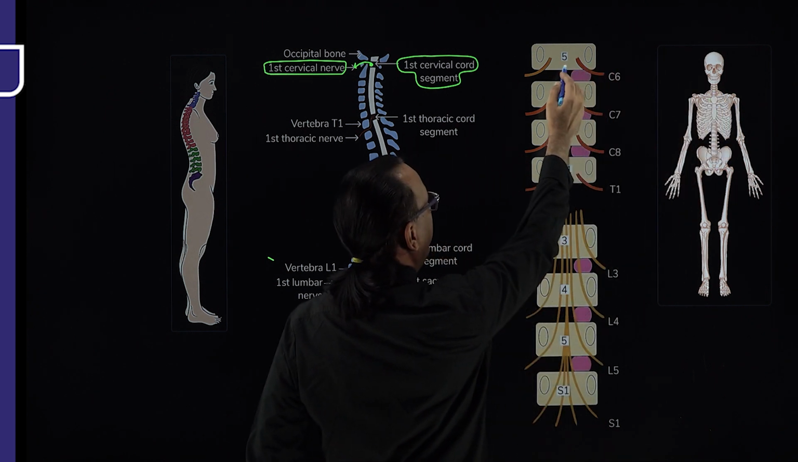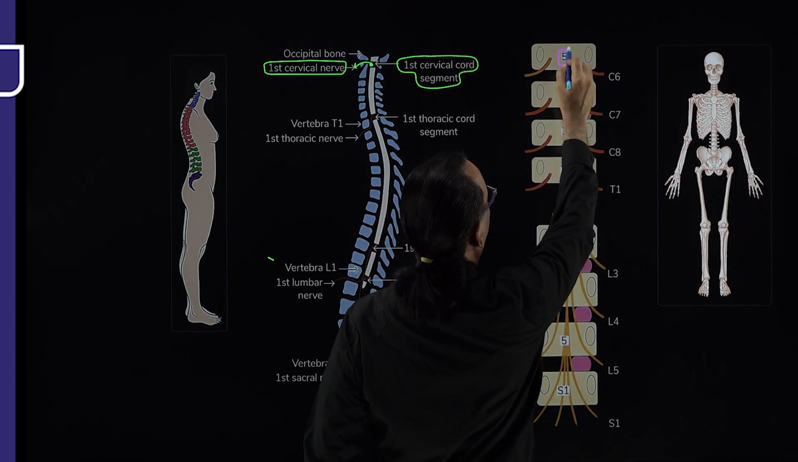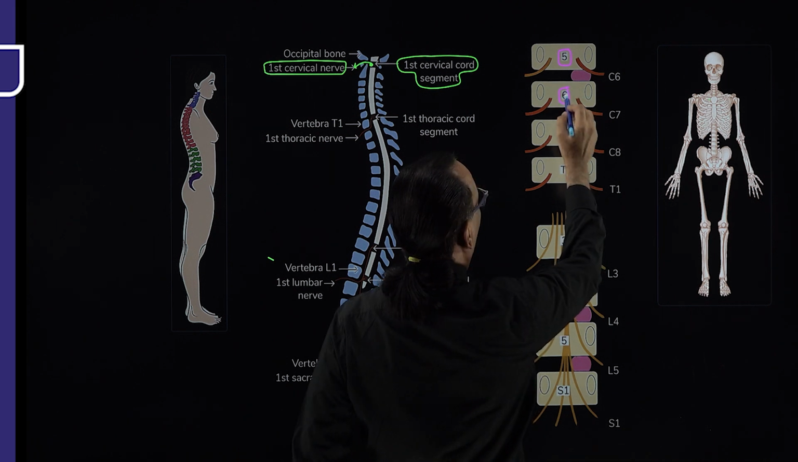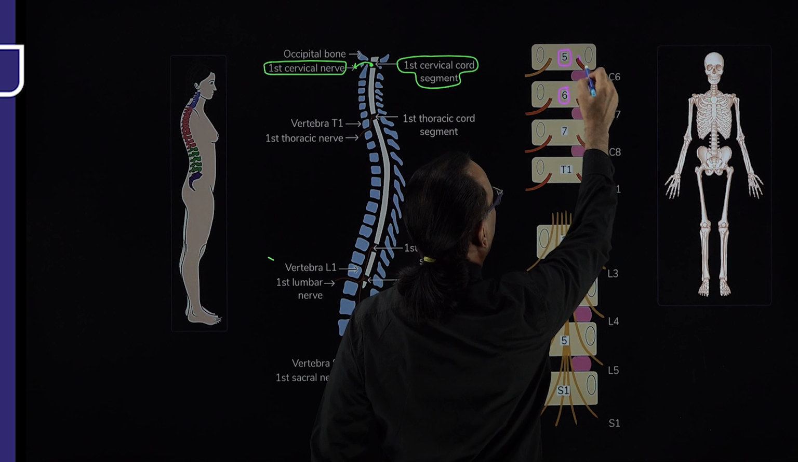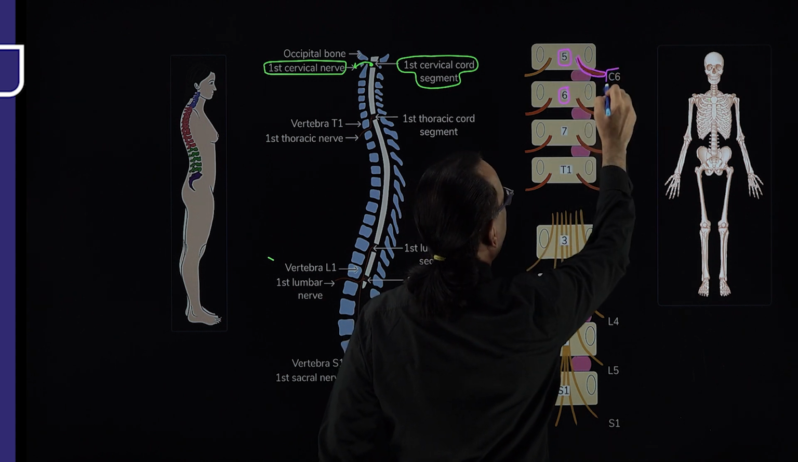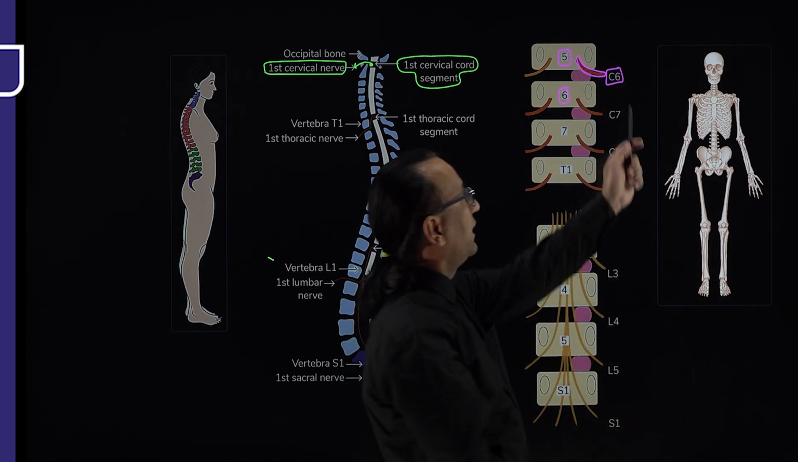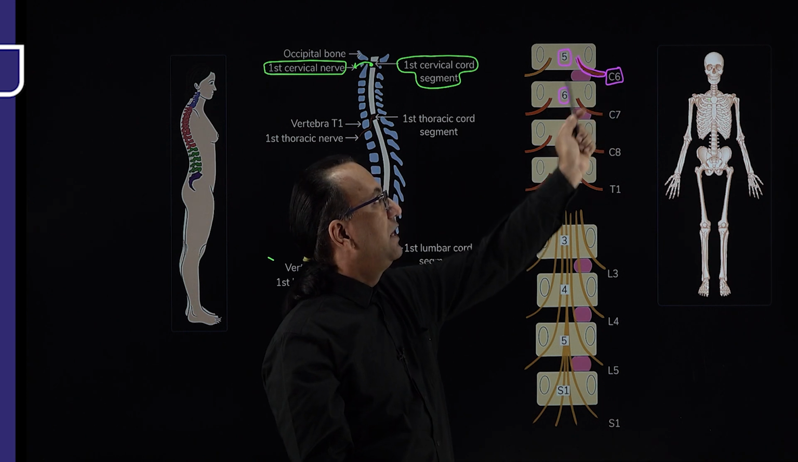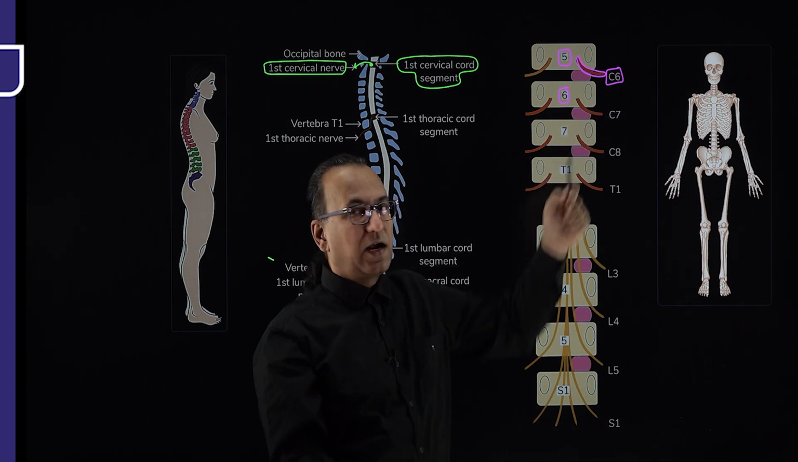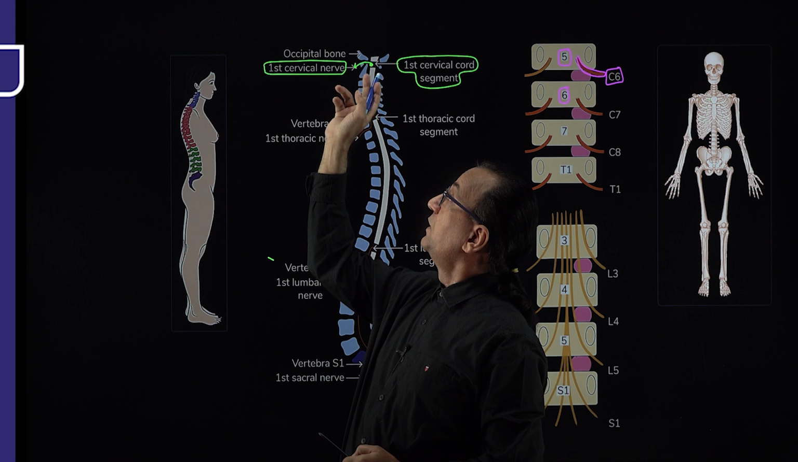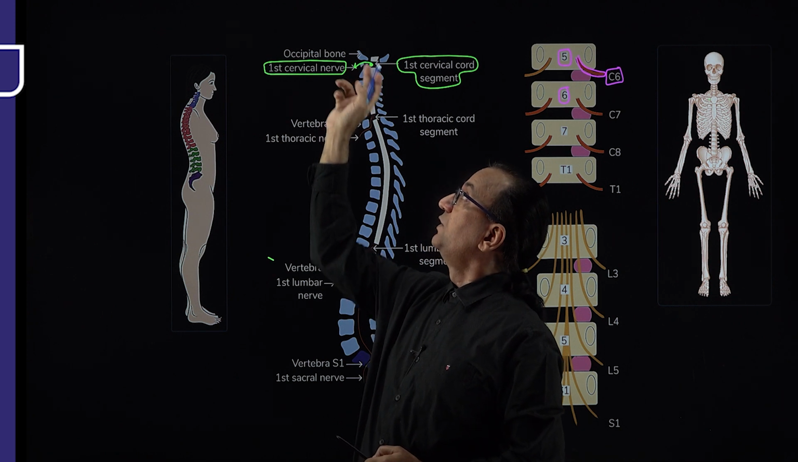Say for example, we are at the level of C5 vertebra. This is C6 vertebra. So which nerve will you find above the C6 vertebra? It is the C6 nerve. So that is the point here. All the spinal nerves, they are passing above the corresponding vertebra. We started here telling C1 spinal nerve will be passing above the C1 vertebra.